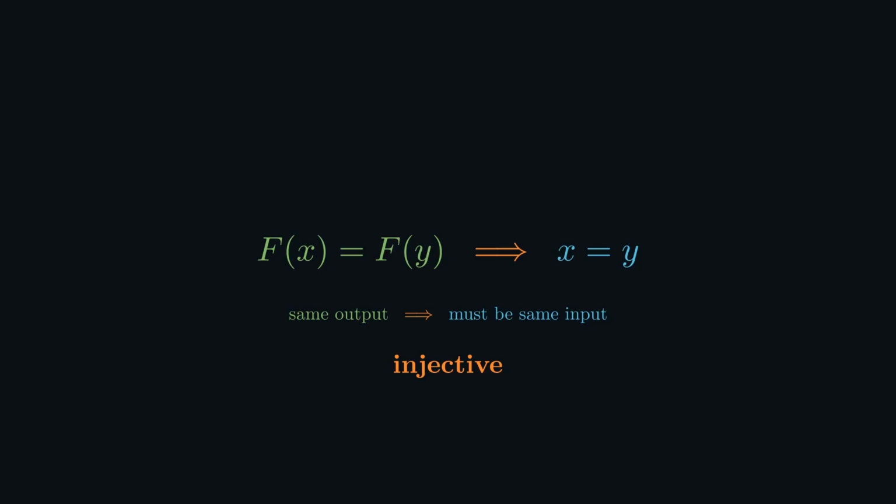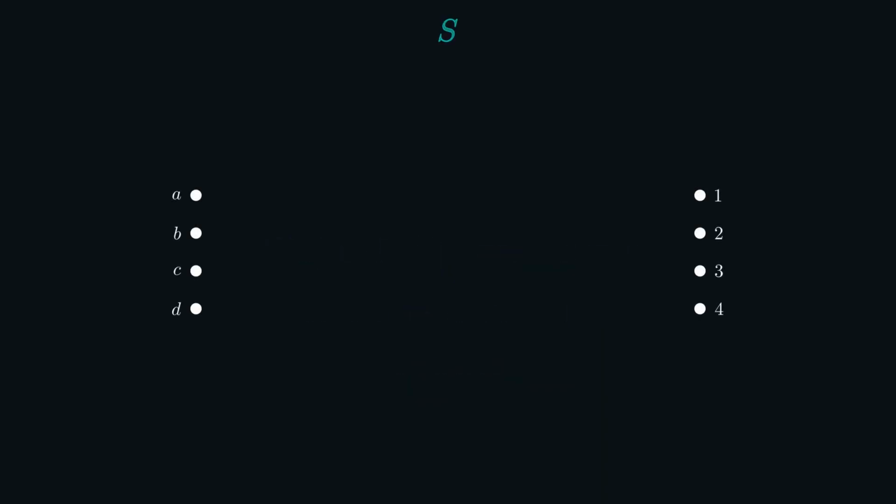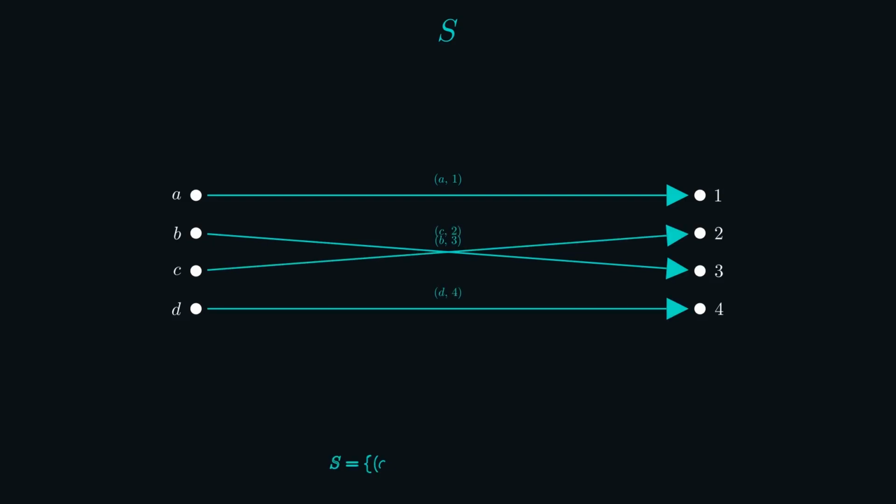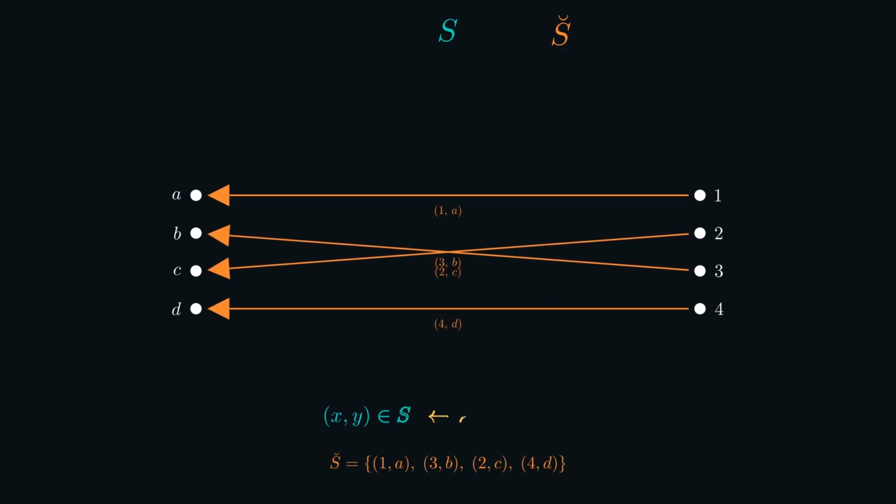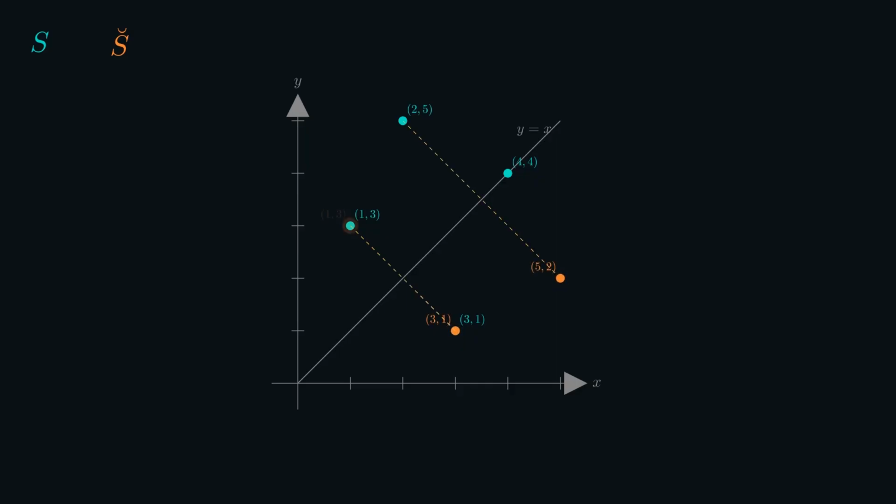But before I define the inverse of a function, I need the more general idea of the converse of a relation. Given a relation S, the converse of S, written with a breve accent over S, is the set of all pairs AB such that the reversed pair BA belongs to S. I just swap the elements in every pair. If S is a relation in the plane, the converse is the reflection of S across the diagonal line y equals x.